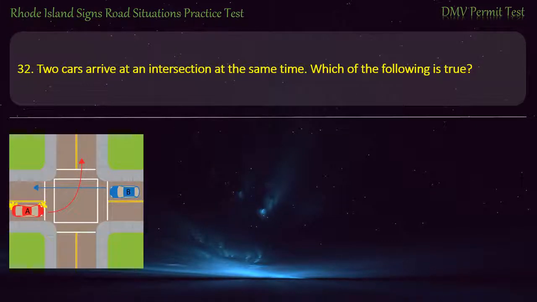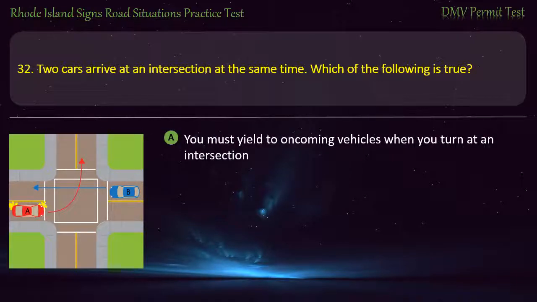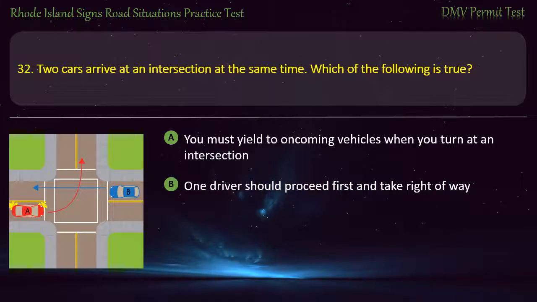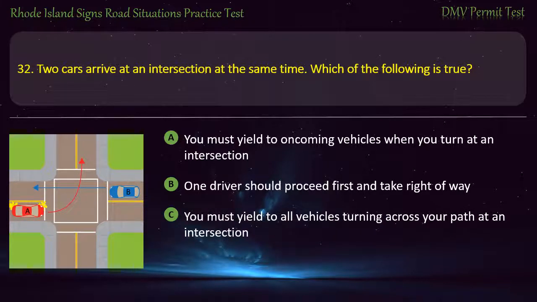Question 32. Two cars arrive at an intersection at the same time. Which of the following is true? You must yield to oncoming vehicles when you turn at an intersection. One driver should proceed first and take right of way. You must yield to all vehicles turning across your path at an intersection. You have right of way if you are on the busier road. Answer. You must yield to oncoming vehicles when you turn at an intersection.